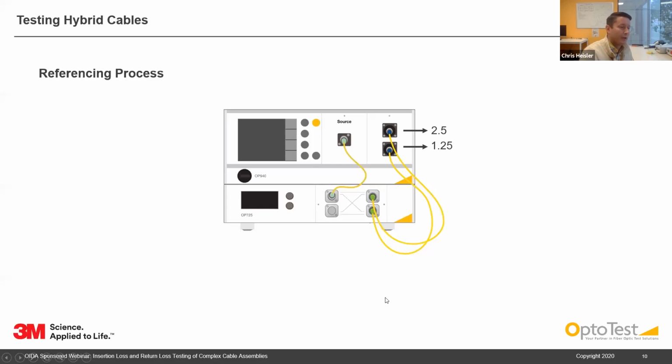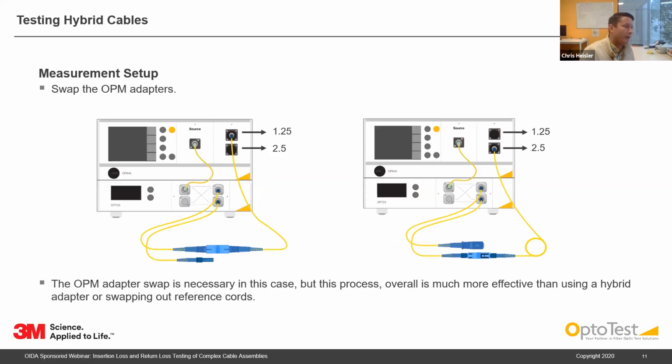Now to reference, we're going to connect up our SC reference connector to the universal 2.5 millimeter OPM adapter, and then we're going to connect up the LC to the universal 1.25 millimeter adapter. And then we're going to reference insertion loss and return loss. After doing that, to test the DUT, first we need to swap the OPM adapters.